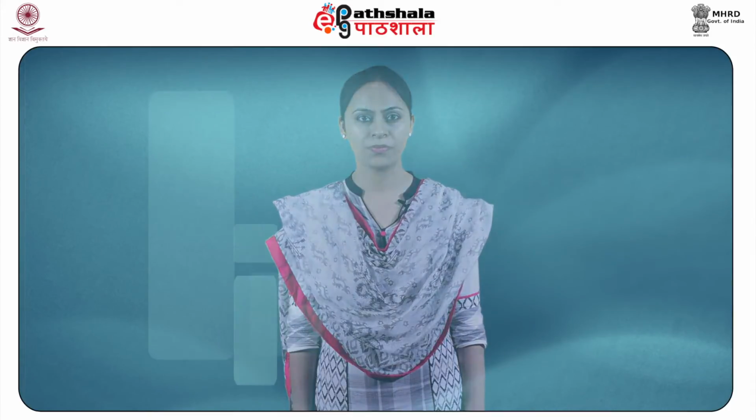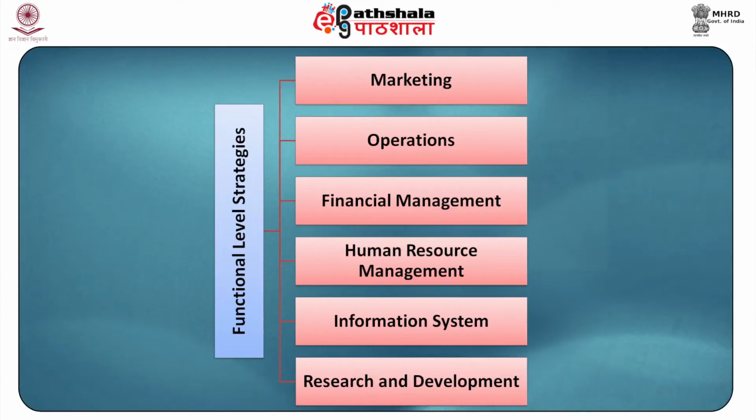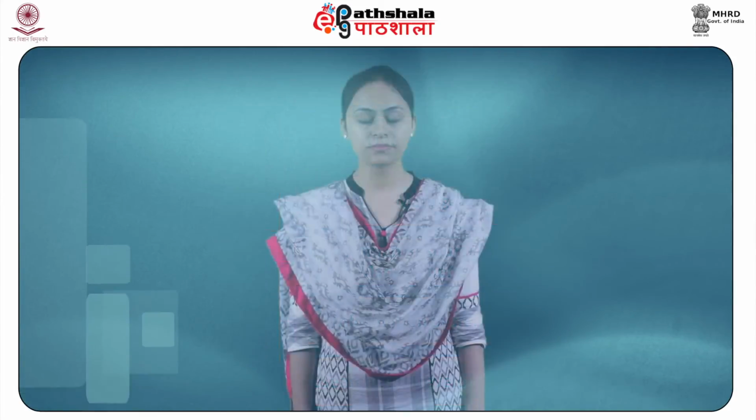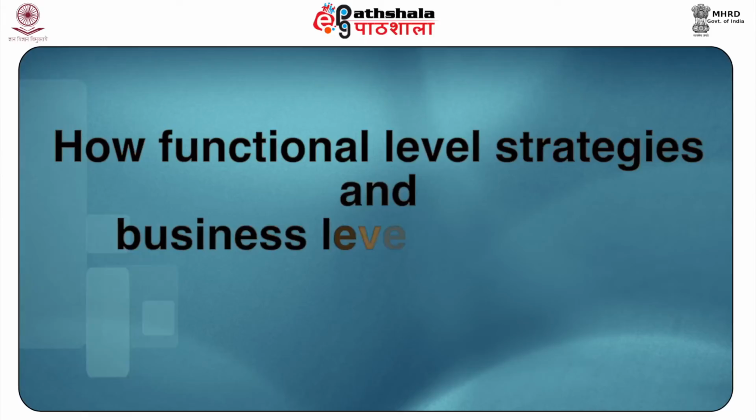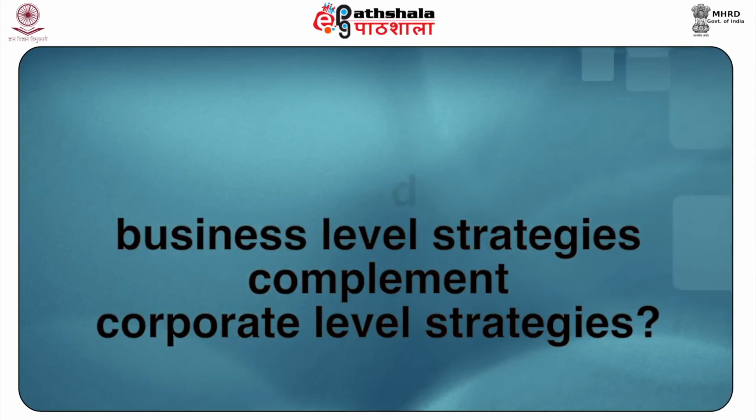and to formulate strategies that fit together. The functional strategies are given in the diagram and divided into subparts. The subparts are marketing, operations, financial management, human resource management, information system, and research and development. These strategies are aimed at providing the functional operations. Although each strategy is generally focused on a specific functional area, these generally cater to two or more functions and involve cross-functional issues. How functional level strategies and business level strategies complement corporate level strategies.